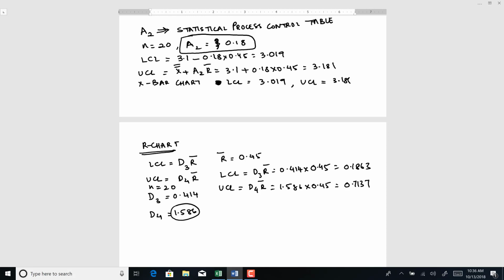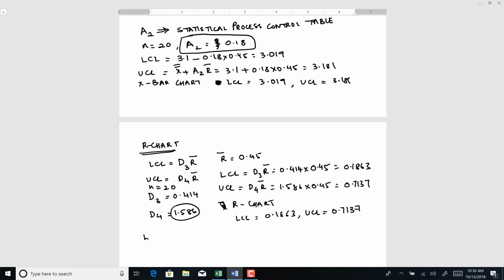Again, for our X bar R chart, or rather the R chart, not R bar chart, the lower control limit would be 0.1863 and the upper control limit would be 0.7137. So this is part A of the question.